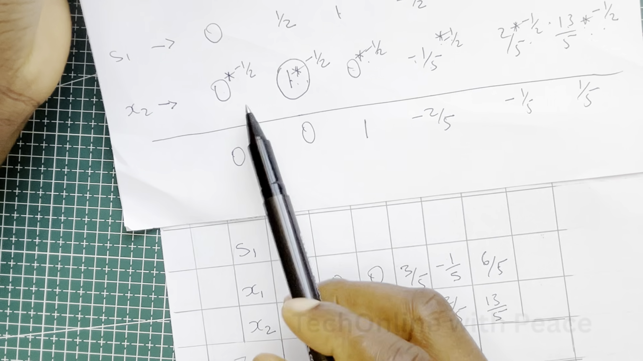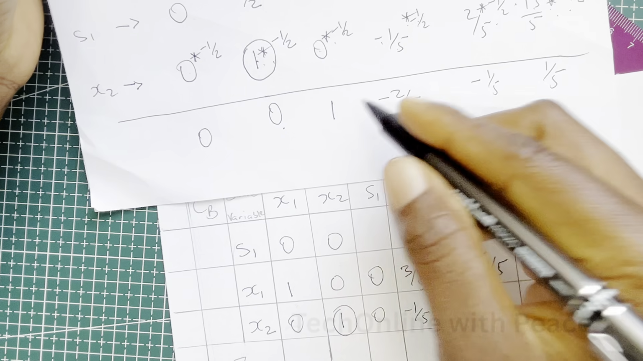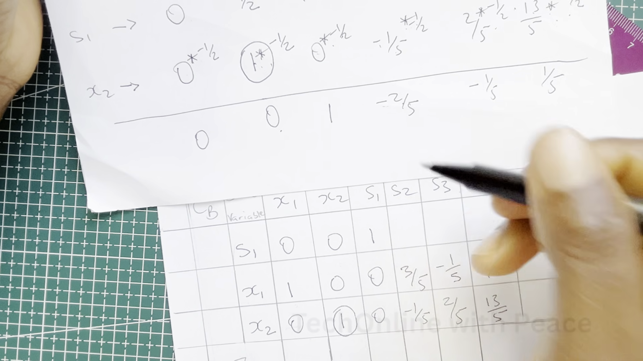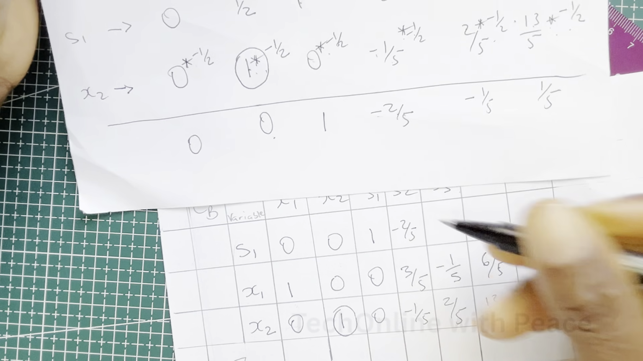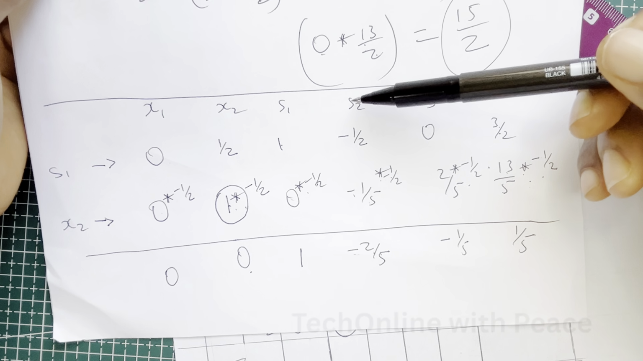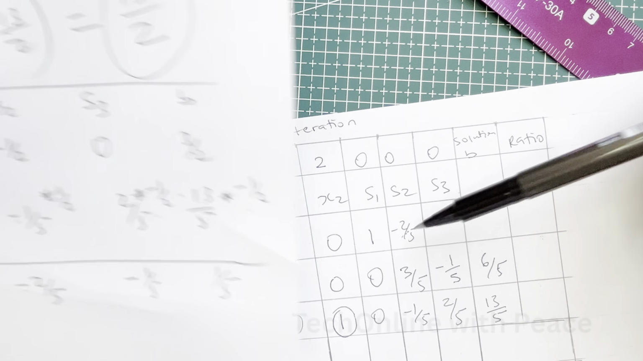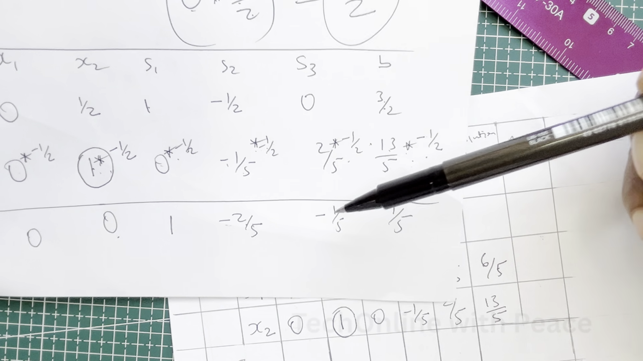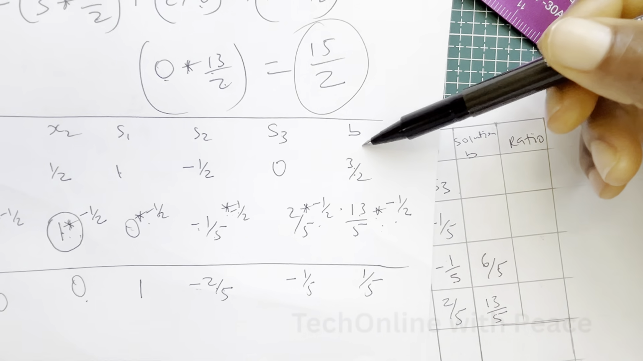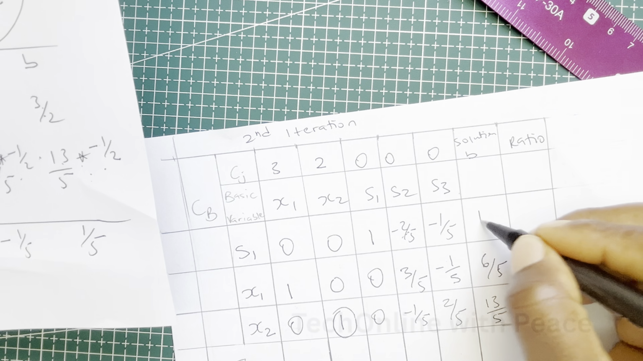So this is our new value. We have 0 here, we'll write 0. We have 0, 0, 1, 1, minus 1, minus 2 over 5. Please be careful, make sure you're writing them under the variables. For x2 we have minus 2 over 5. For x3 we have minus 1 over 5. For b we have 1 over 5.